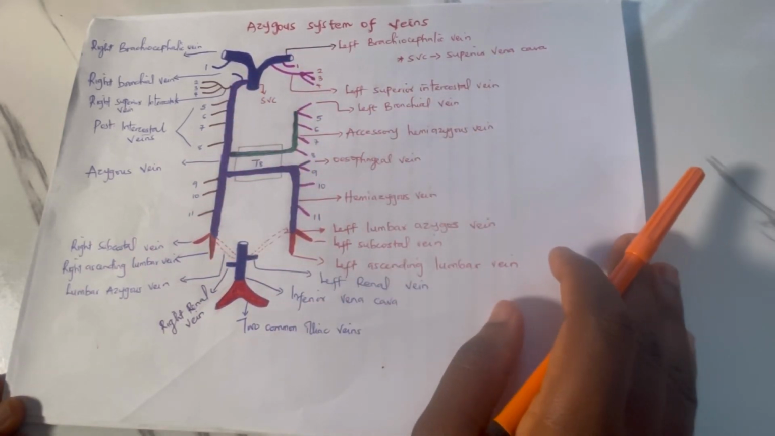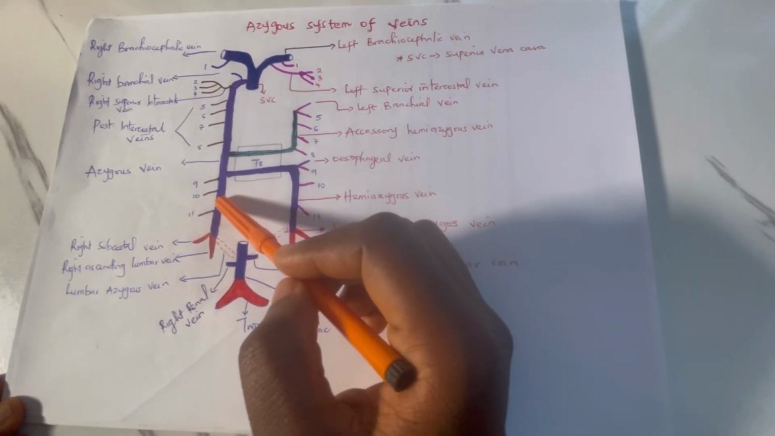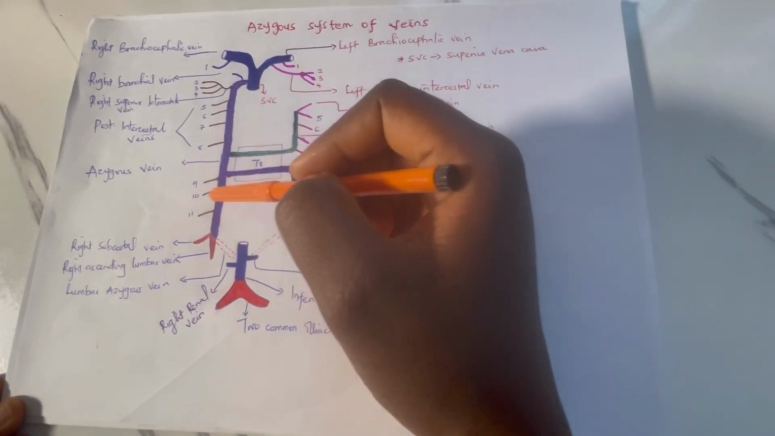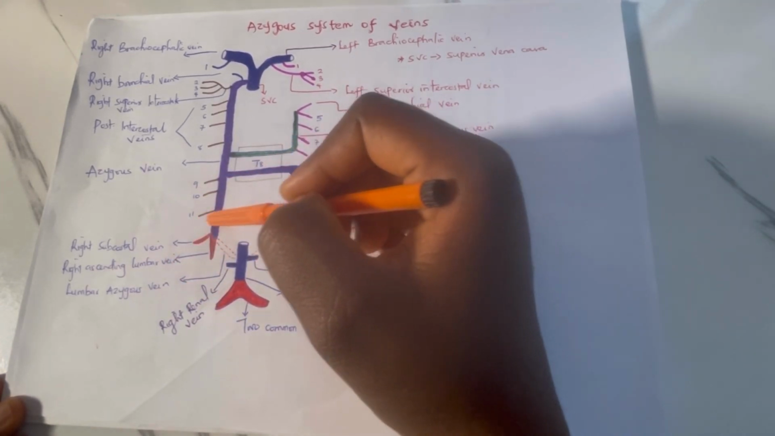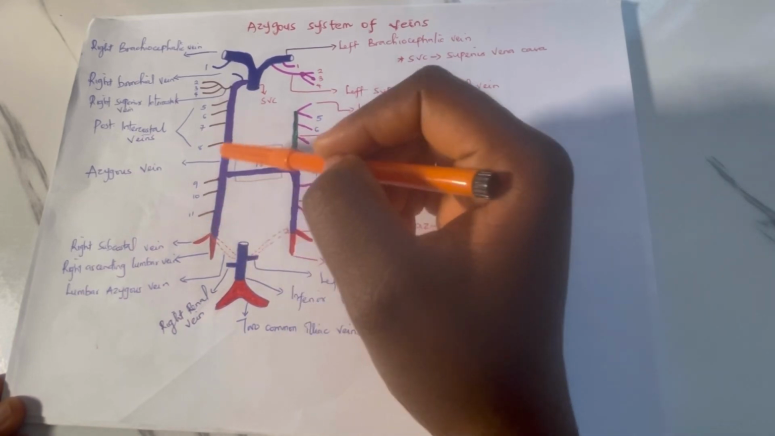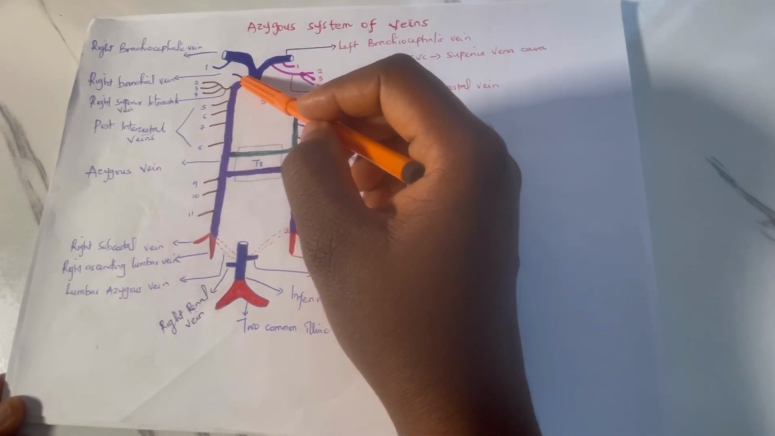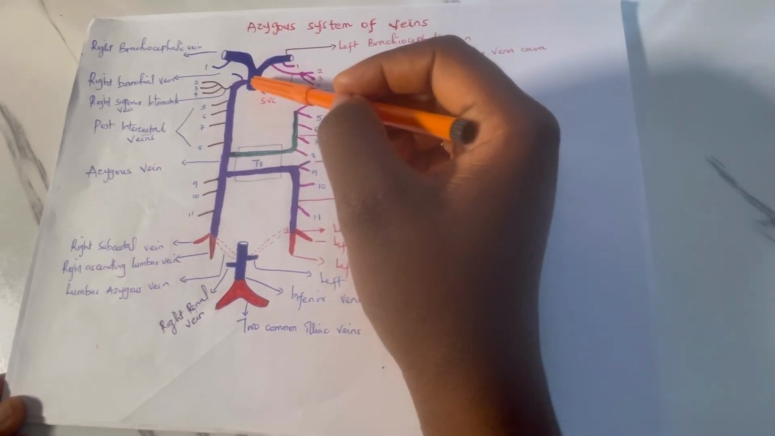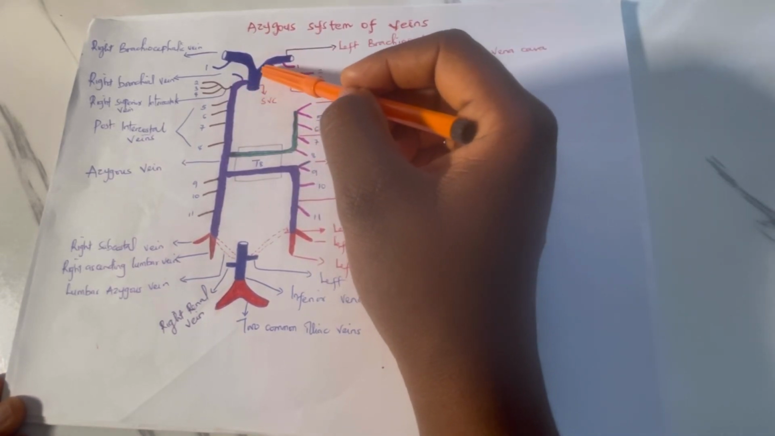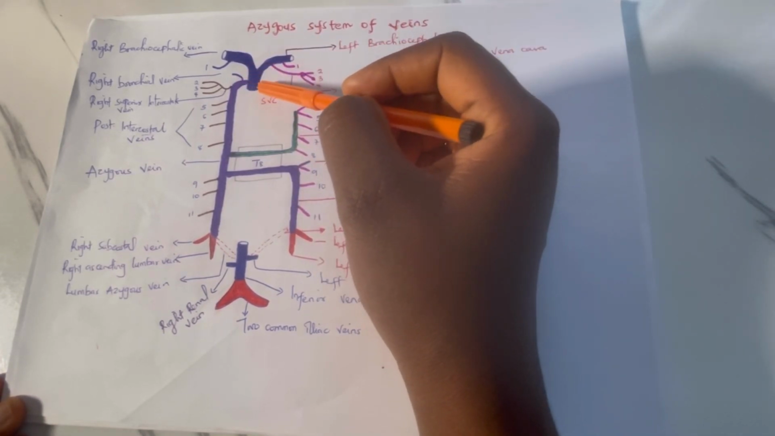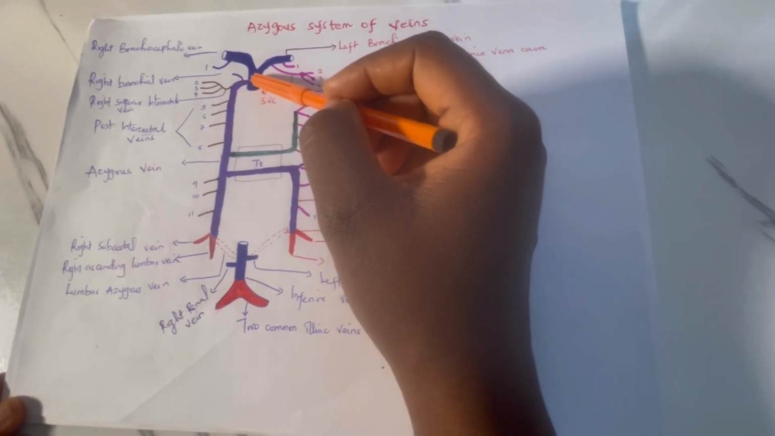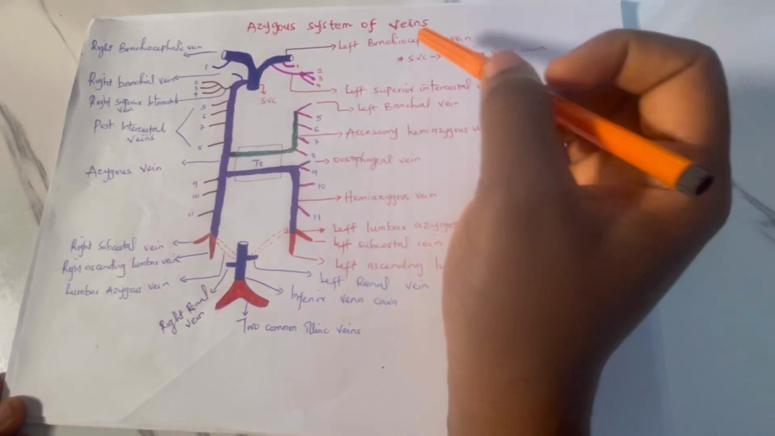So you can simply put that it enters into the thorax after it has left the abdomen by passing through an aortic opening at the level of T12 of the diaphragm, ascends up to the fourth thoracic vertebra, arches over the root of the right lung, and joins the posterior aspect of the superior vena cava. So that's where it ends. It ends by joining the posterior aspect of the superior vena cava.